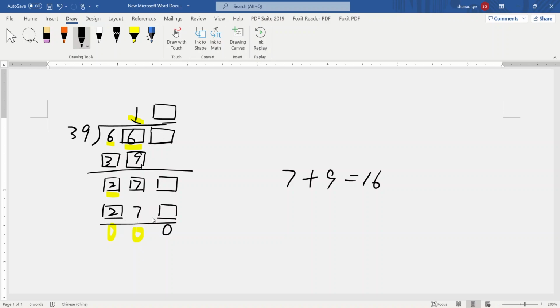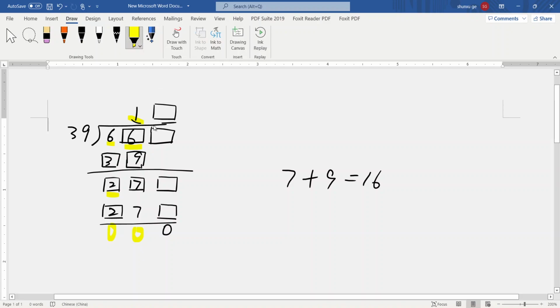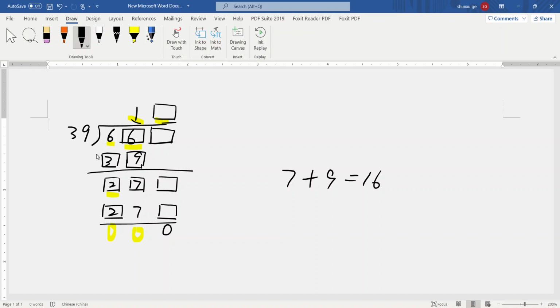So now we should get some number. This is about 2 7 something. So we can fill the quotient at this place. So we can fill 7. Okay, 7. 7 times 39, 39 times 7, is this 273? So here should be filled with 3.